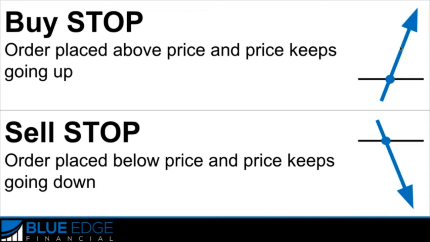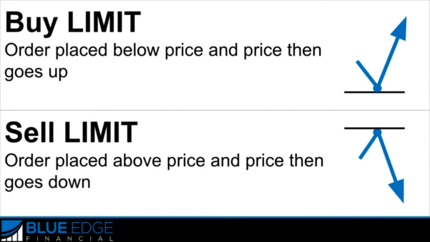if the market moves in that direction. So as you can see, you would place a buy stop or a sell stop if you believe that the market is going to continue to go in the same direction or with the trend once it hits a certain price. And you would use a buy limit or a sell limit if you believe it's going to reverse directions once it gets to a certain price.